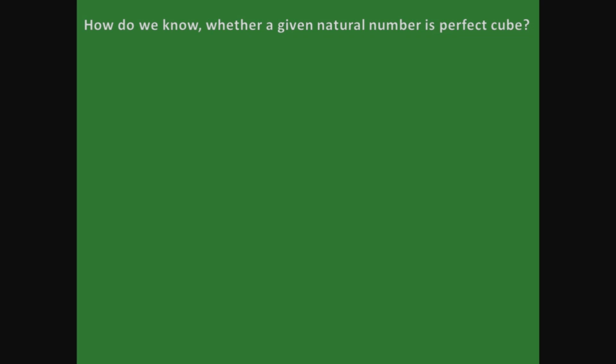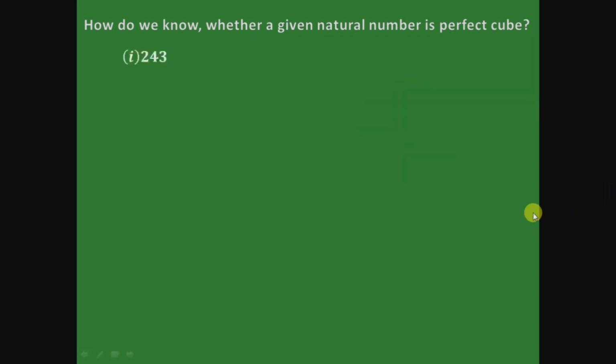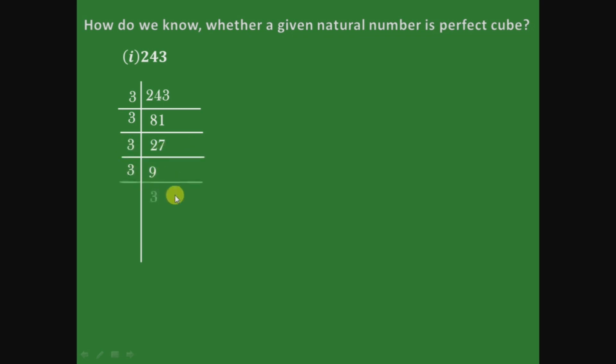How do you know whether a given number is a perfect cube or not? For that, let's take an example. Let's take the number 243. We'll do a prime factorization. We'll divide 243 by 3 and get 81. 81 divided by 3 gives 27. 27 divided by 3 gives 9. 9 divided by 3 gives 3. 3 divided by 3 gives 1.